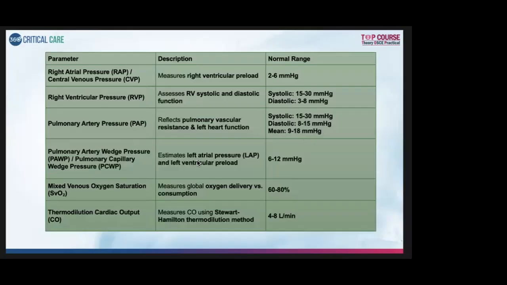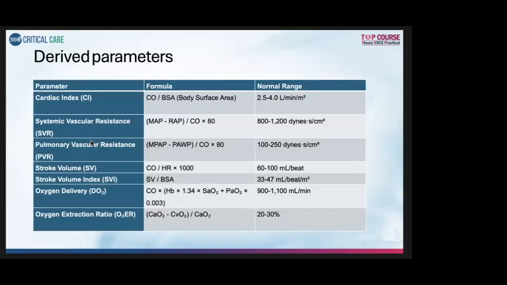The pulmonary artery wedge pressure is between 6 to 12 millimeter mercury. The mixed venous oxygen saturation, which measures the global oxygen delivery versus consumption, the normal value is usually between 60 to 80%. And the thermodilution cardiac output using Stewart-Hamilton method, the normal value is between 4 to 8 liters per minute. What are the derived parameters which we are going to get from the pulmonary artery catheter?